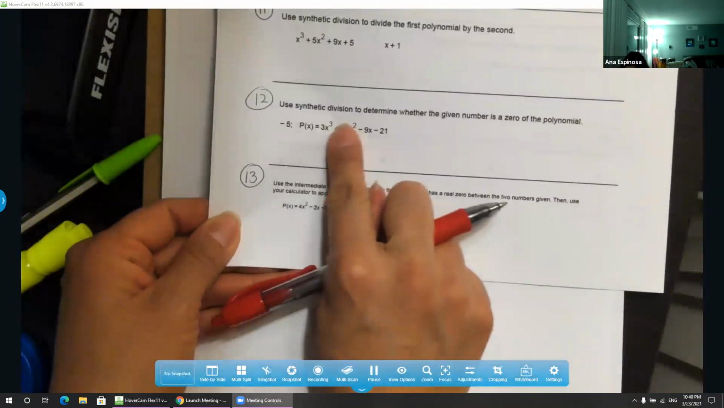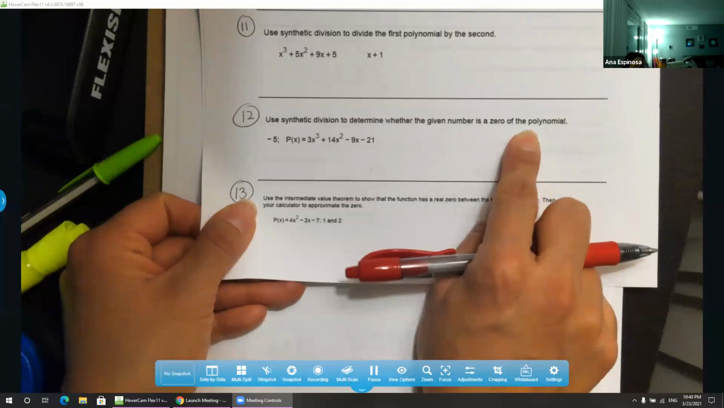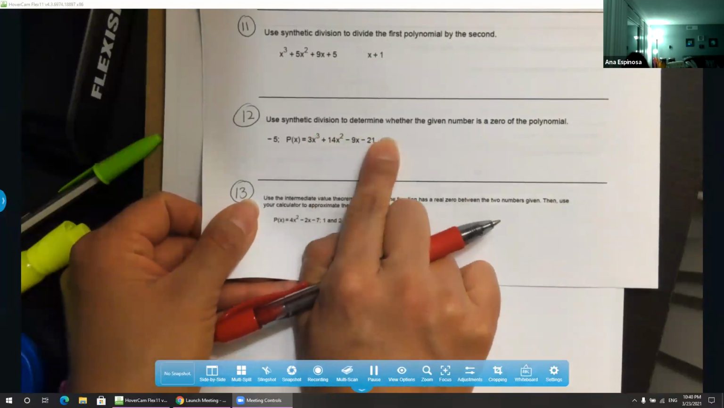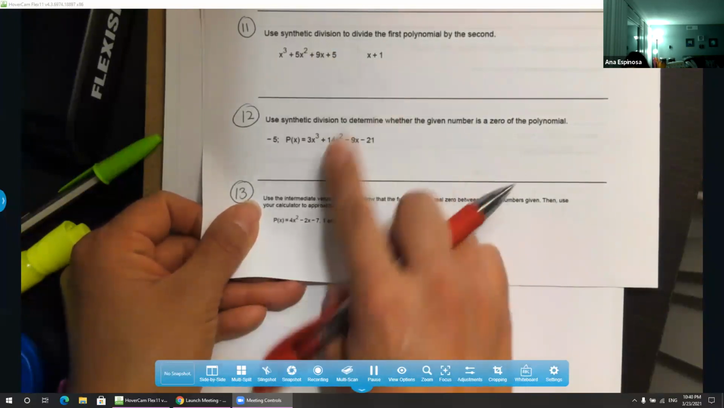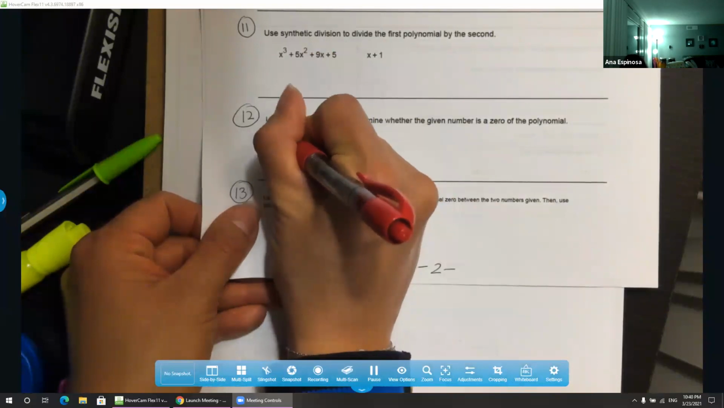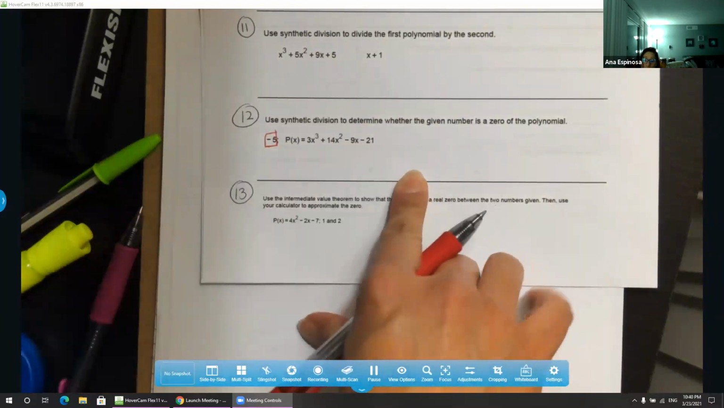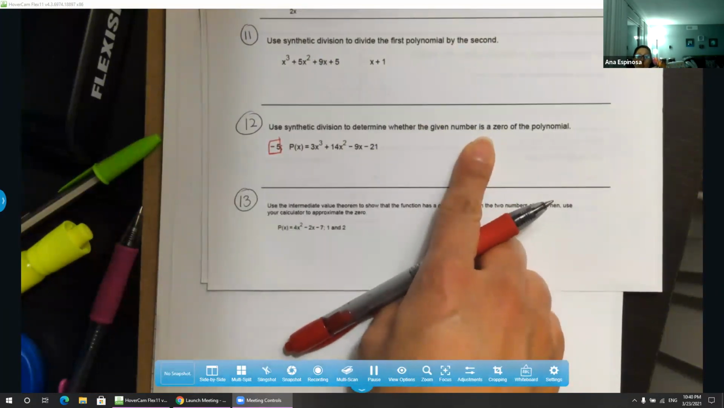This one says use synthetic division to determine whether the given number is a 0. So that's exactly what I just said. You would take the coefficients, make sure these are all in descending order. You don't have any missing powers, just like this one. And you don't have to solve. They're giving you the number to plug in. So you plug in a -5, and if you end up with the 0 in the remainder, it means that this number is a 0, which means it's an x-intercept. If you do not end up with a remainder of 0, it means it was not a 0 of the function. Okay.